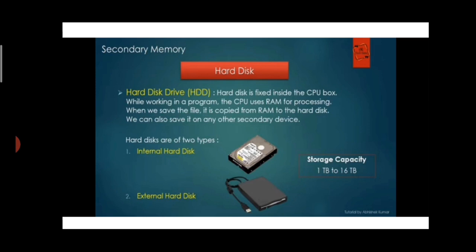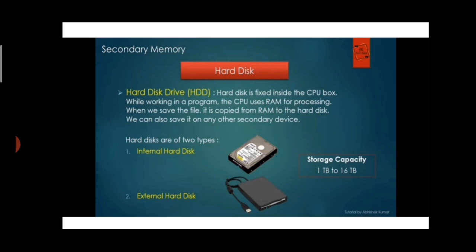Now while processing in a program, the CPU uses RAM for processing. When your program is running, while processing is going on, CPU always uses RAM for processing. RAM means internal memory for processing. But when we save the file, it is copied from RAM to the hard disk. Understood? So it is always saved in hard disk.